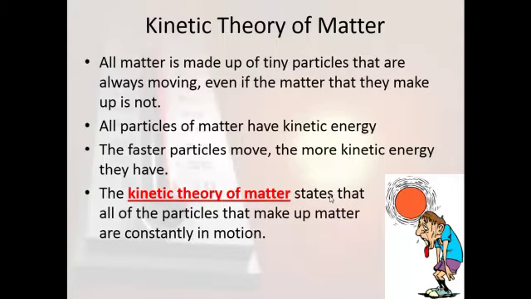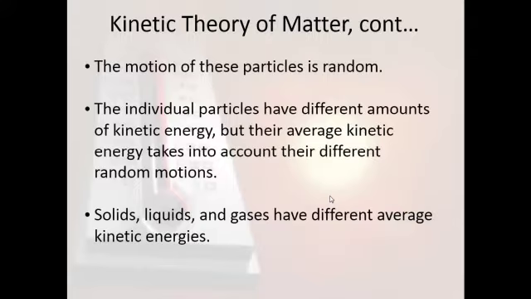Okay, so the particles in a solid are in motion, but they stay in place. In the liquid state, they move faster than in the solid. In gases, they move very fast. But the motion of these particles is random. The individual particles have different amounts of kinetic energy, but their average kinetic energy takes into account their random differences.